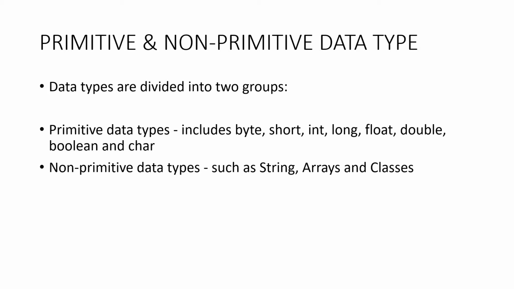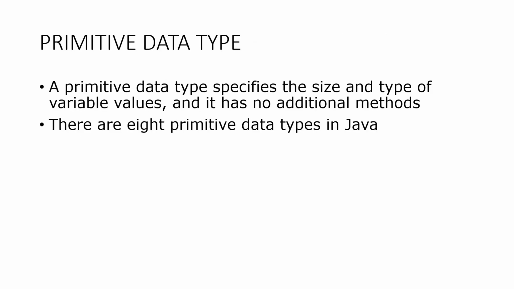Primitive data types include byte, short, int, long, float, double, boolean and character. Non-primitive data types contain string, arrays and classes. Let's get some more clarity on primitive data types. A primitive data type specifies the size and type of variable values. And one important point you need to remember is it has no additional methods.